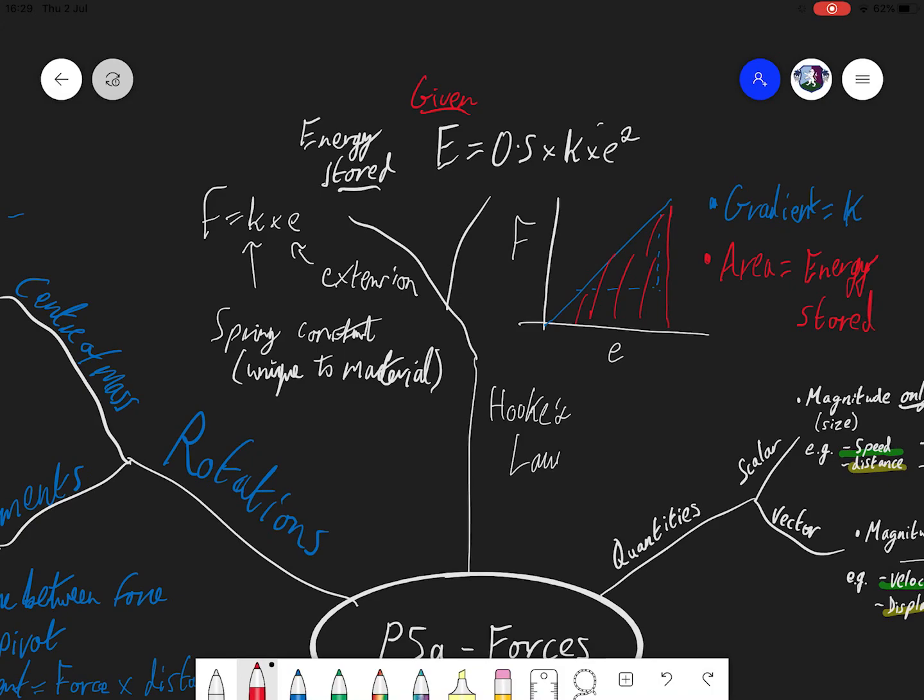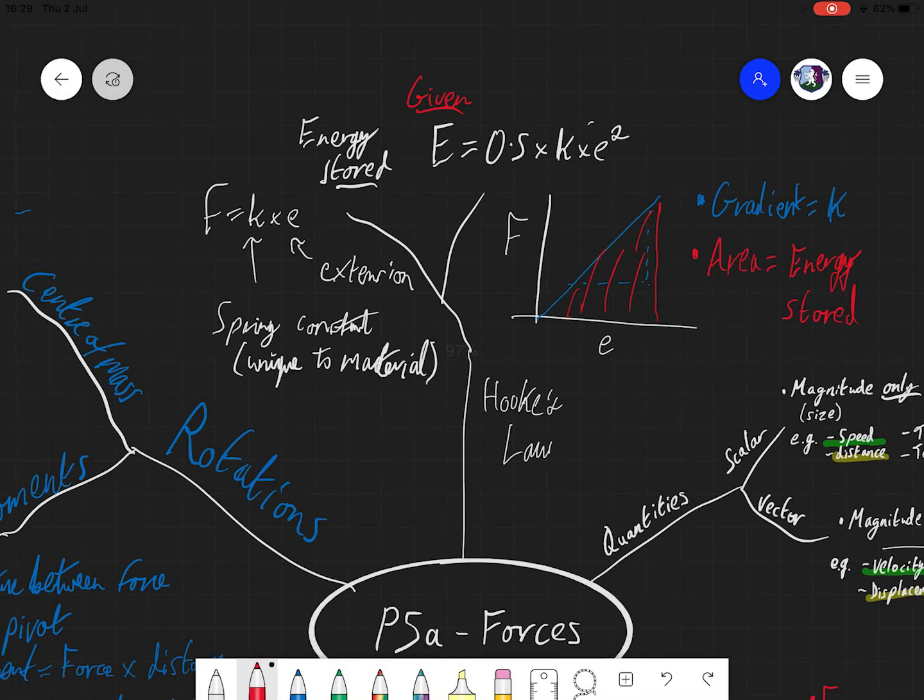Okay, so it represents the energy stored in the material, or work done in stretching it. So quite a useful graph and nicely tied to practical work as well.